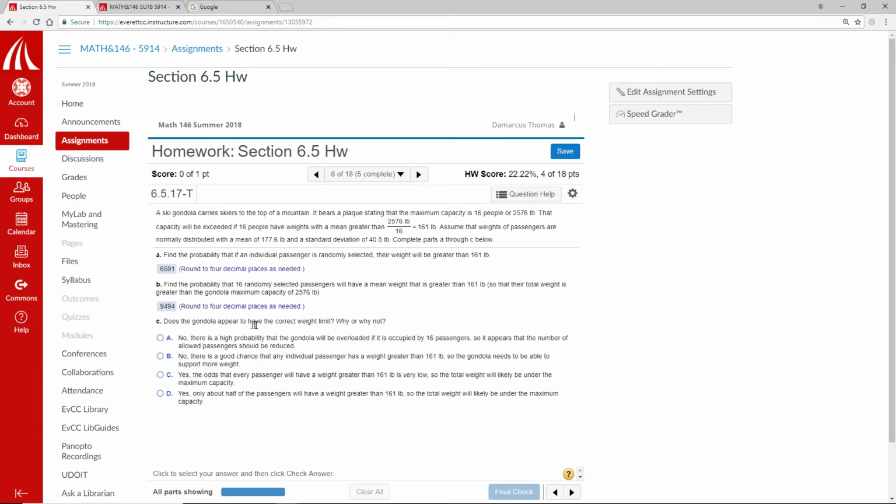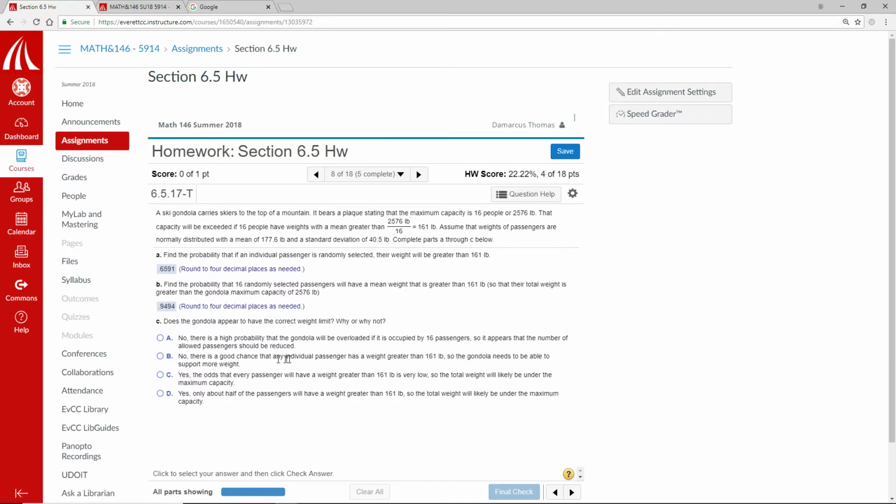Does the gondola appear to have the correct weight limit? No, there's a high probability that it's going to be overloaded if it's occupied by 16 passengers. Yeah, that's what I was thinking as well. If there's 16 passengers, there's a great chance. It's almost, you could say, a 95% chance that it will be overloaded.